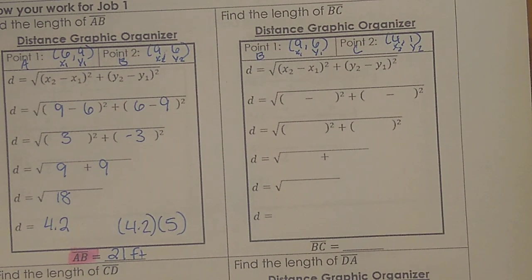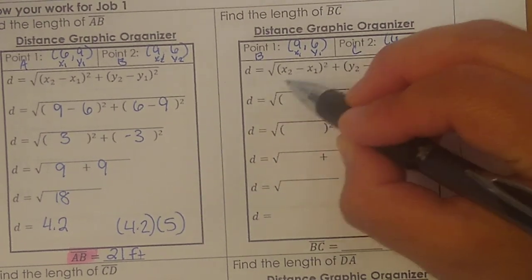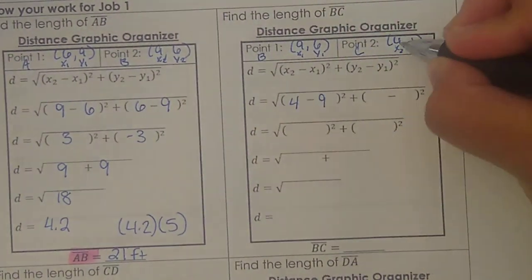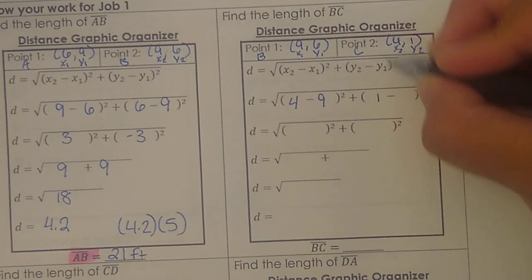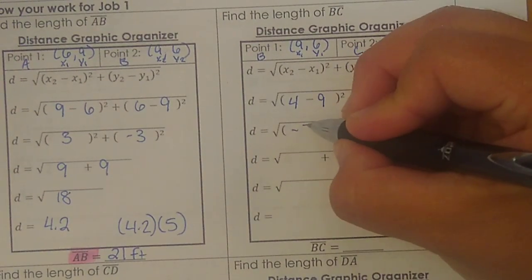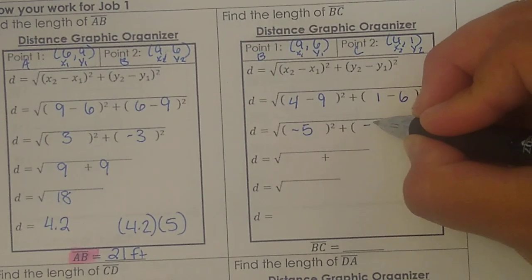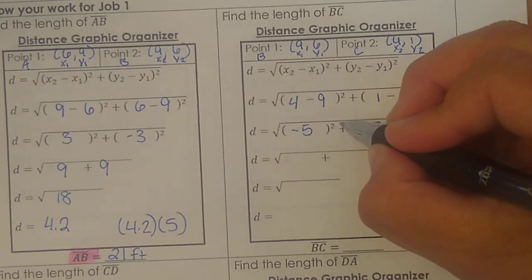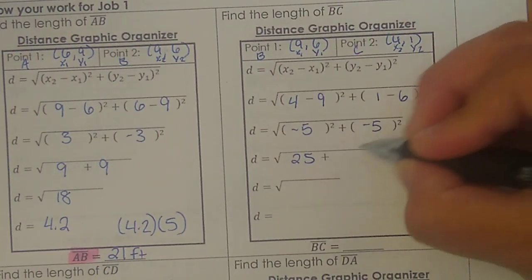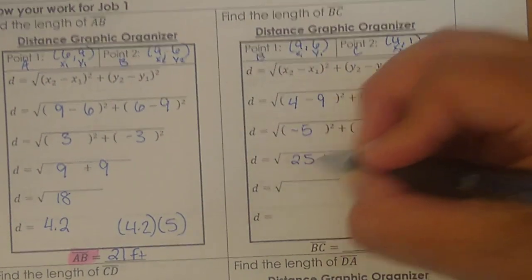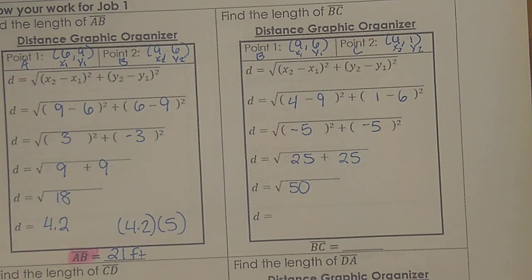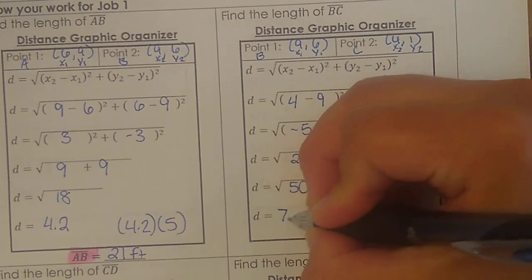So x2 is 4, x1 is 9, y2 is 1, y1 is 6. 4 minus 9 is -5. 1 minus 6 is also -5. -5 squared, -5 times itself is 25. So I know it's the same for the second one. 25 plus 25 is 50, and I will put this in my calculator, and I find out that the square root of 50 is 7.1.